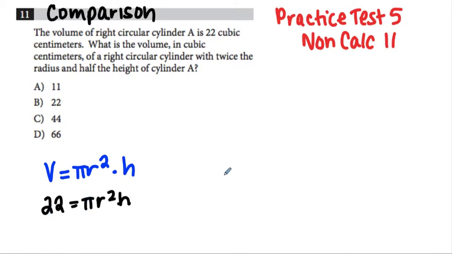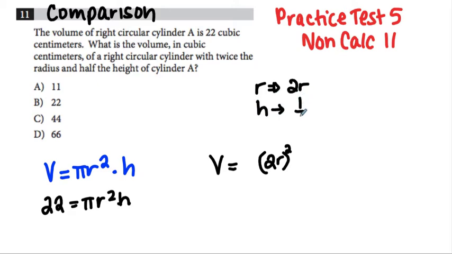It wants to know what the volume is of a right cylinder with twice the radius. So meaning that r, we can call it 2r. Okay, so I'm going to plug in 2r. I'm going to make sure I put it in parentheses because that whole thing needs to be squared. And half the height. So I'm going to take half the height. How do I do that? I take half of the height, so I multiply.